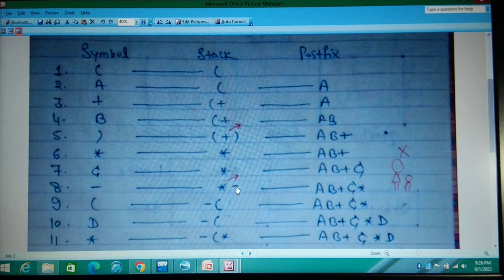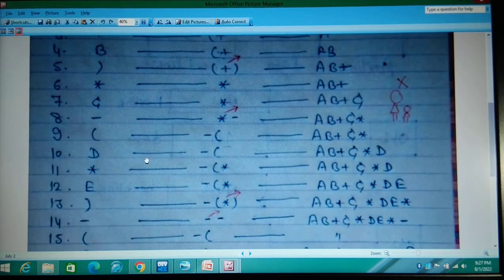Whenever you are popping, you have to use this method. What method? This is first in first out. So it will pop star. Star popped. Now only minus is there. After that, parenthesis open, parenthesis will come here. D is an operand, so it will come here. Then star will come here. Then E is an operand, so it will come here. Operands every time come here.